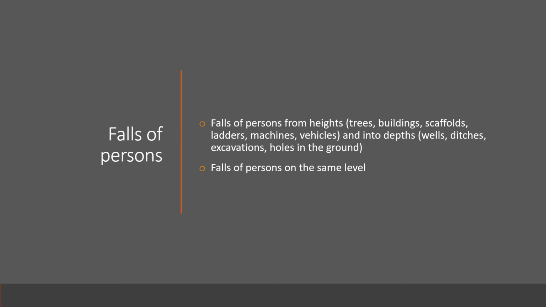accidents, such as the fall of a person. This means the falls of persons from heights, either from trees, buildings, scaffolds, ladders, machines, vehicles, or into depths such as wells, ditches, excavations, holes in the ground, even falls of a person on the same level.